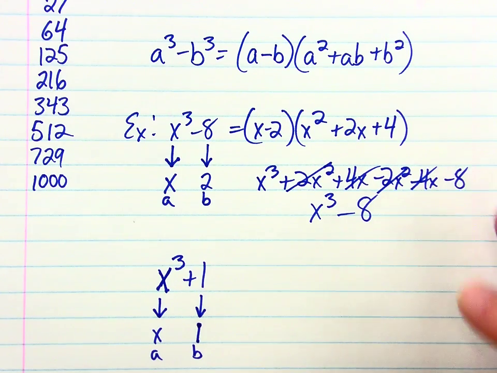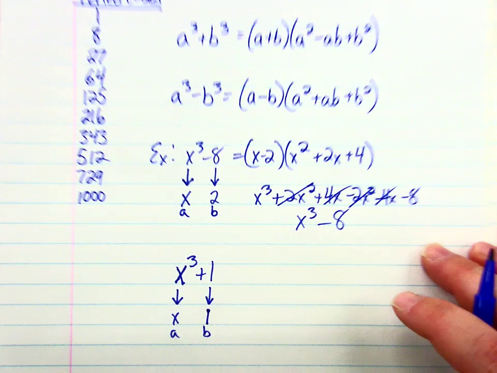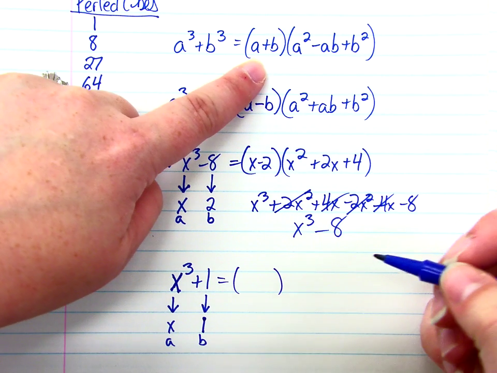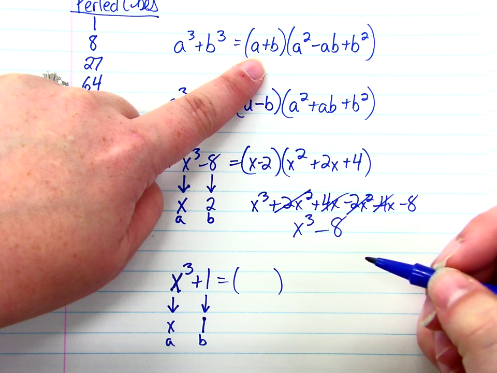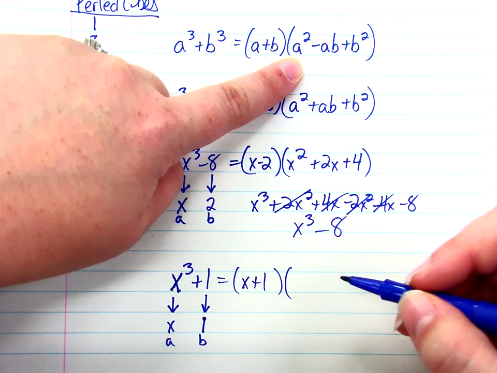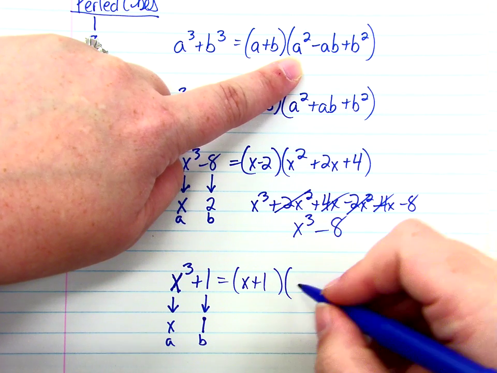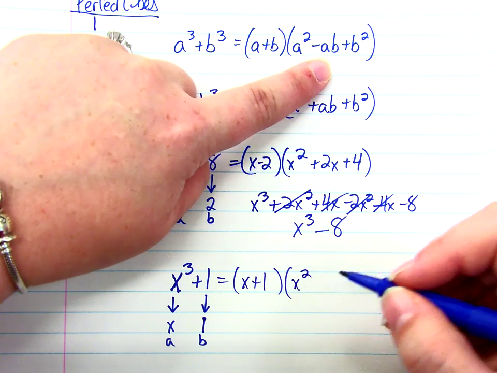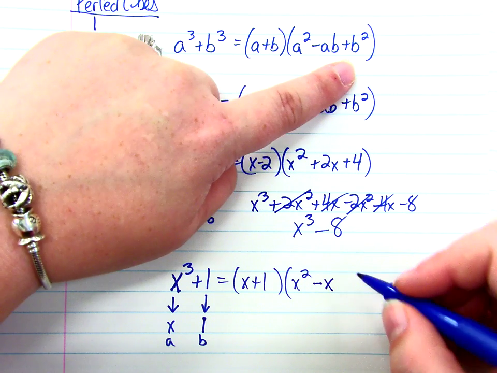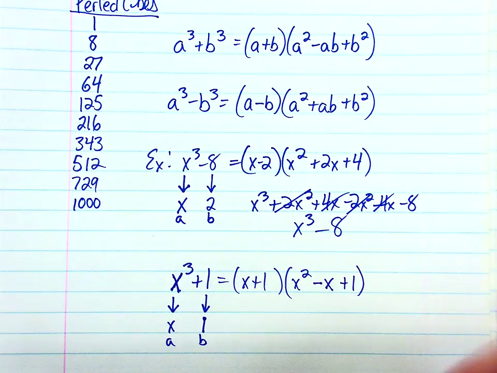Okay, so remember what the formula is. Let's see if I can get it on the screen at the same time. There it is. So I have to do a plus b. So what's that going to be? x plus 1. Then I have to do a squared, x squared, minus a times b, minus x, right? And then plus b squared, plus 1. And that's it.